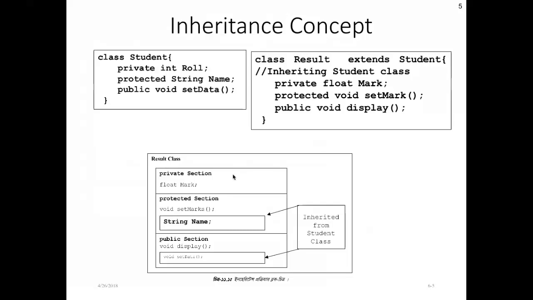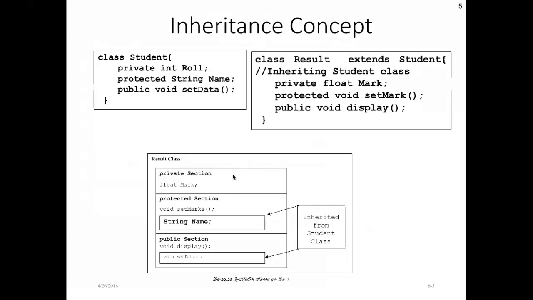Now, if I have my set data defined in the base class, I can use that set data in my class, or I can redefine my set data according to my needs. That is called method overriding. That is called polymorphism. Polymorphism is another property of object-oriented programming. We will learn that later. How to redeclare a method in the derived class, we will know that. But for now, everybody understand this.